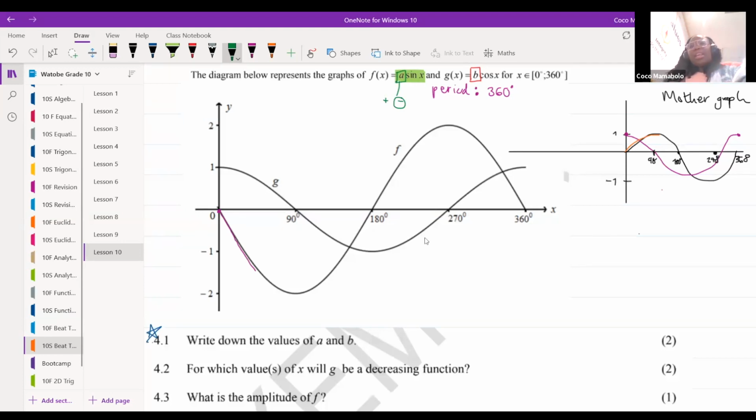And now look here, guys. Normally, the mother graph would stop and start going down at the point 1. But now let's look at our graph. It goes down all the way past -1. And where does it turn? At what value does it turn?